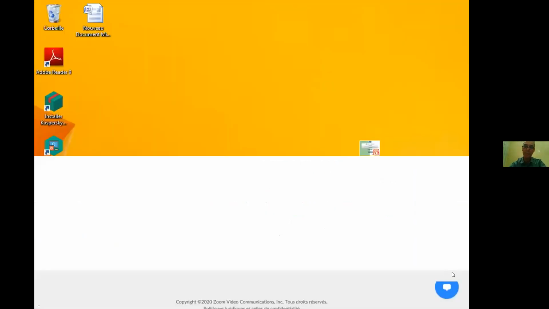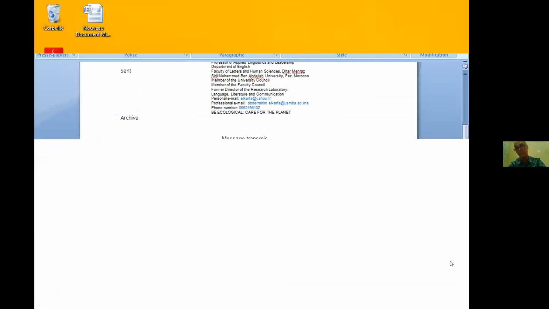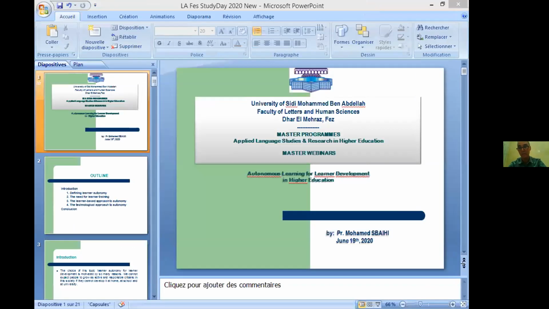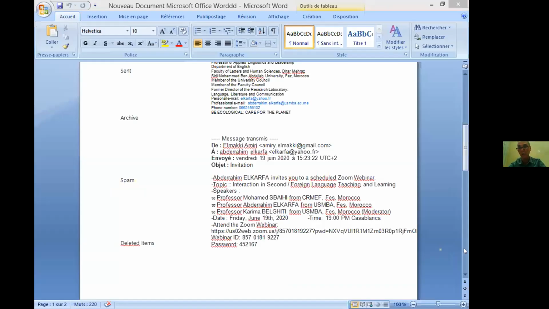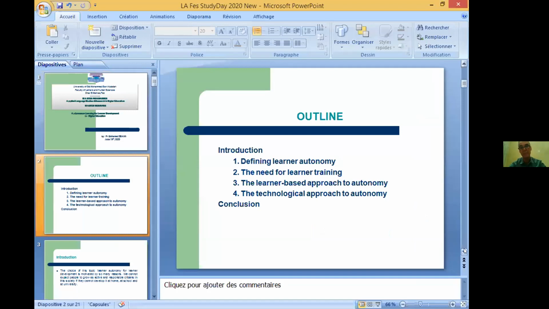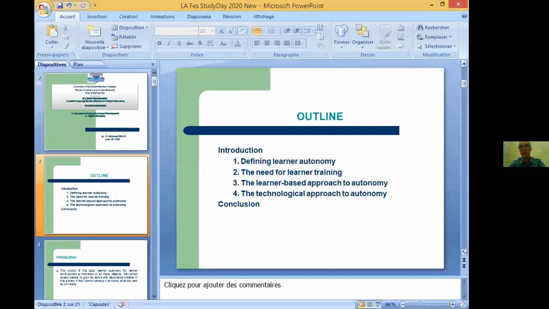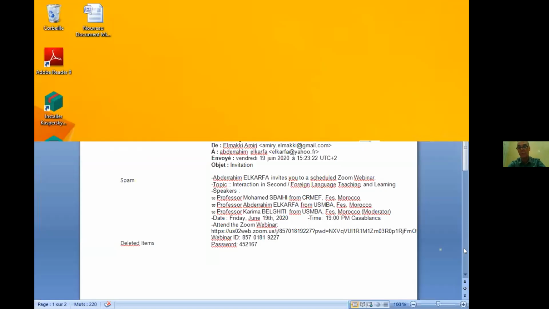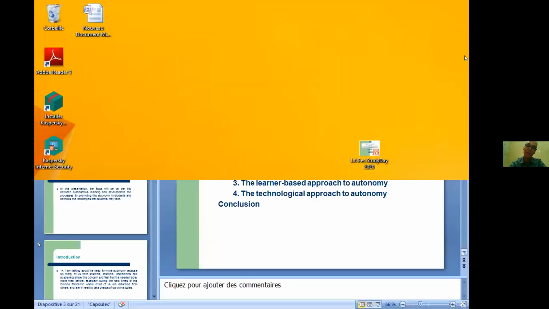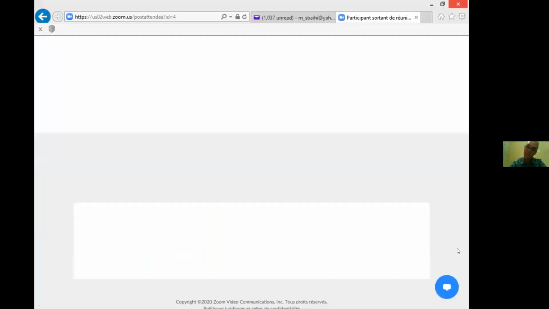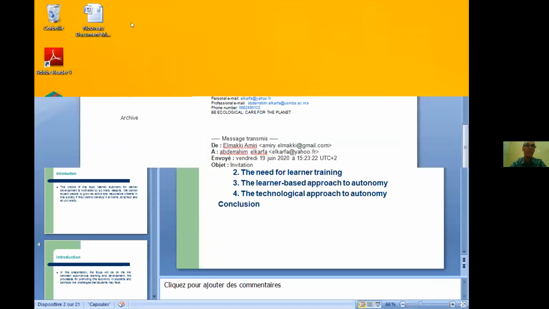It's always about learner-centeredness, but I will be very specific this time, talking about how students can assume responsibility for their own learning, and we will be talking about autonomous learning for learner development. I assume that students at University of Harlem are autonomous, but they still need to develop this autonomy. Of course, during this presentation, I will be going through the following points: definition of learner autonomy, the need for learner training, the learner-based approach to autonomy, the technological approach to autonomy, and that's it.